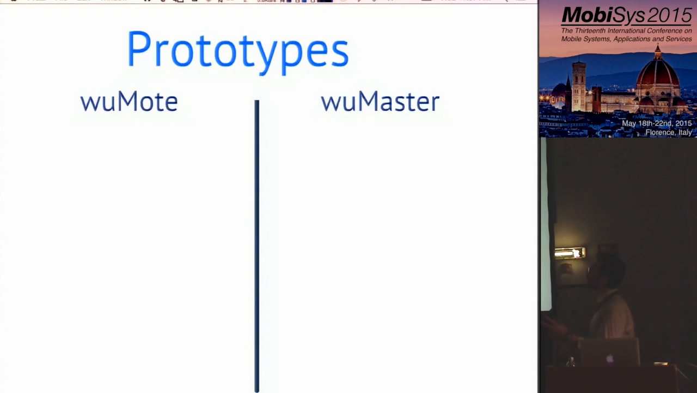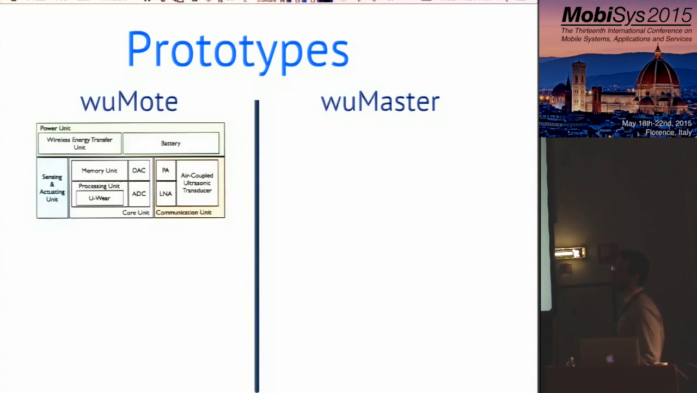So let's move to the implementation. We have two prototypes, the UWear Node and the UWear Master. One is the sensor, the other one is the smartphone, the network coordinator.